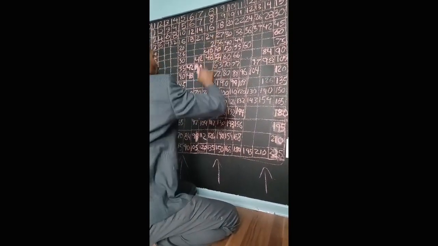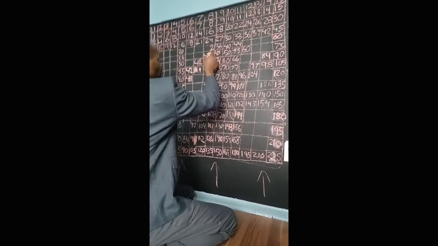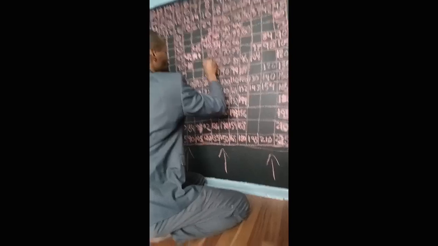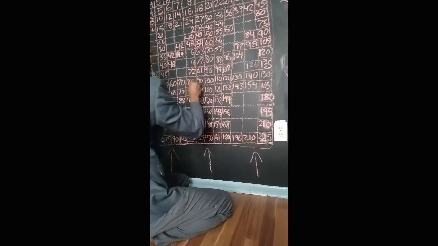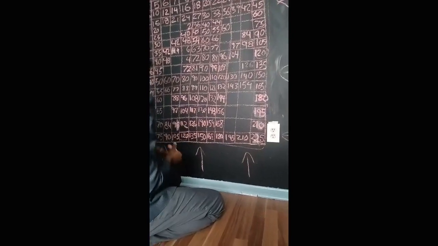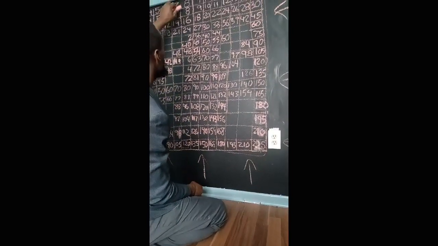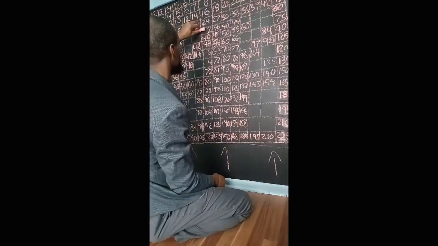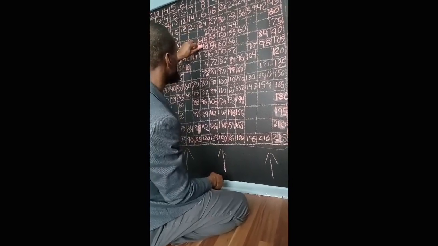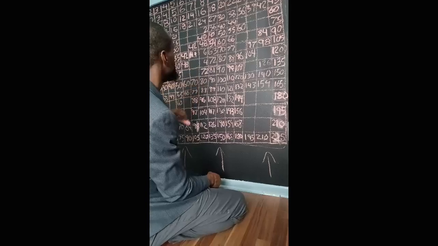See the pattern? 0, 8, this should be 6, this should be 4, that is 2. 0, 8, 6, 4, 2, 0. Got it? Next should be 1, 2, 3, 4, 4. Why are these two 4s?